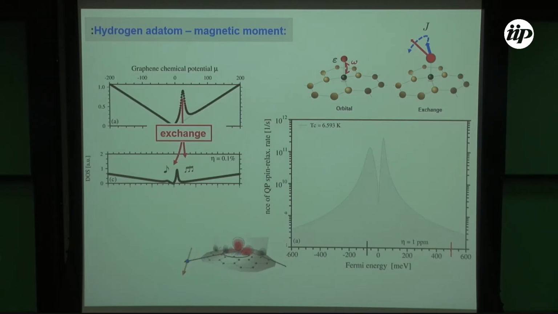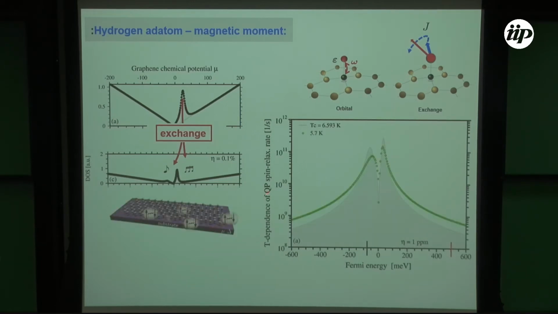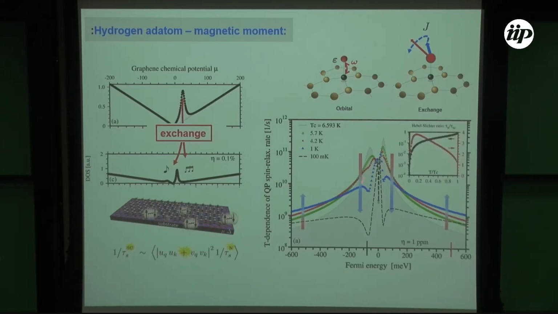And now let's see what happens if we are again going to the superconducting phase. In that case, I am again lowering the temperature, and what you are seeing is a strange behavior. Outside of the resonance, we are seeing that the spin relaxation is going up, but inside of the resonance, it's going down. And this is something which was not anticipated from the simple Fermi golden rule.